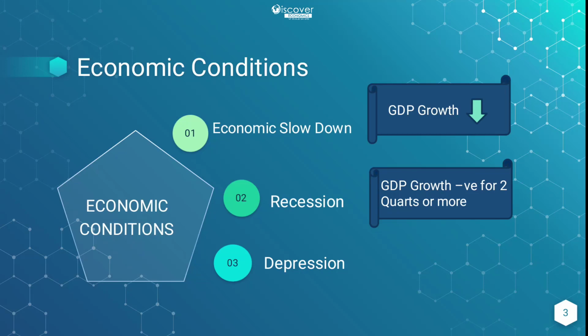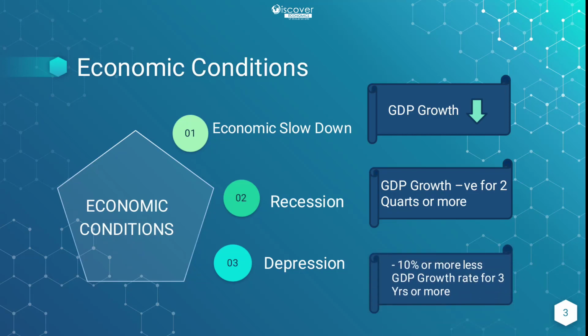Then we have another economic situation, that is recession. We have recession when our GDP growth rate is negative for 2 quarters or more. We will call it a recessionary situation in the economy. Then we have depression in the economy, that is the extreme situation when we have negative 10% or more or less GDP growth rate for 3 years or more. We will call it a depression. So depression can also happen in the economies.